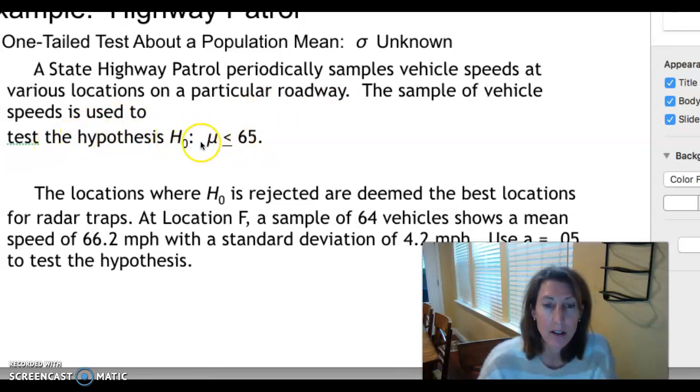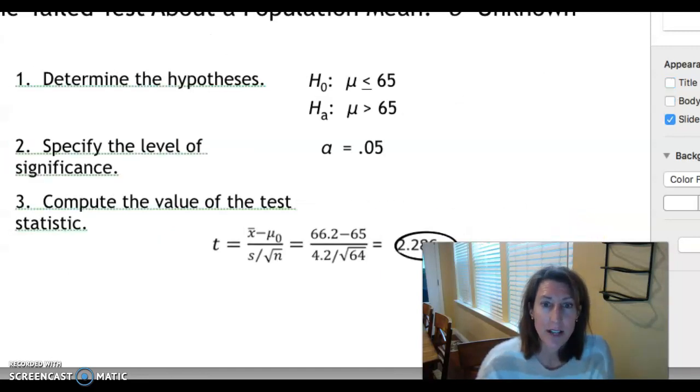Okay, so we're going to have a null of the mean of the samples being less than or equal to 65. So we're going to go through this and try to figure out, here's a sample size of 64 vehicles, and we get that their mean speed is 66.2. And we have a sample standard deviation of 4.2 miles per hour. So let's use an alpha of 0.05 and do some sort of hypothesis test. Let's go through the steps.